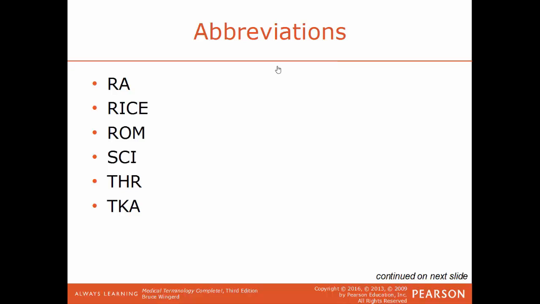Next one, ROM, it stands for range of motion. So when you are describing someone's injury, you want to be able to describe how well they are able to move that limb. The less the range of motion is, the more severe the injury usually is. The next one, SCI, it stands for spinal cord injury. The next one, THR, it stands for total hip replacement. And last one on here, TKA, total knee arthroplasty, so a surgical repair of the knee.